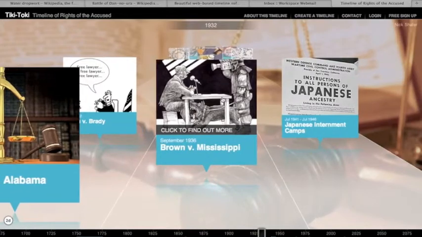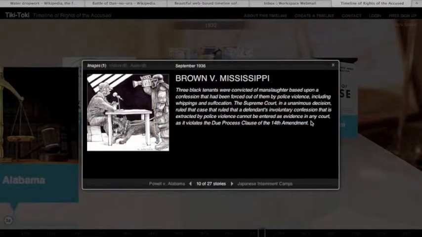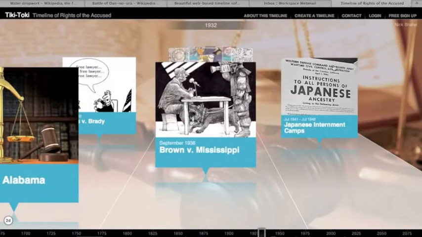Brown v. Mississippi was an important case. It determined that any coerced confession forced out by police violence, an involuntary confession, cannot be entered as evidence into any court, as it violates the due process clause of the 14th Amendment, as well as the protection from self-incrimination.